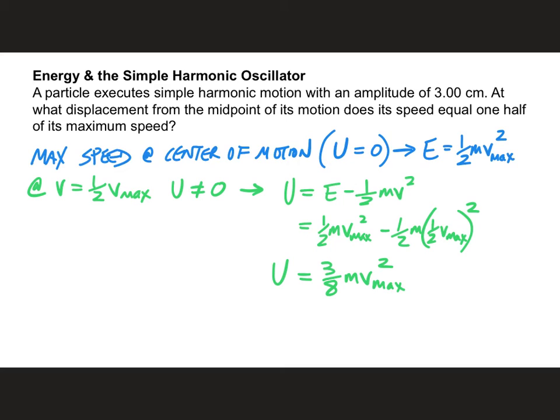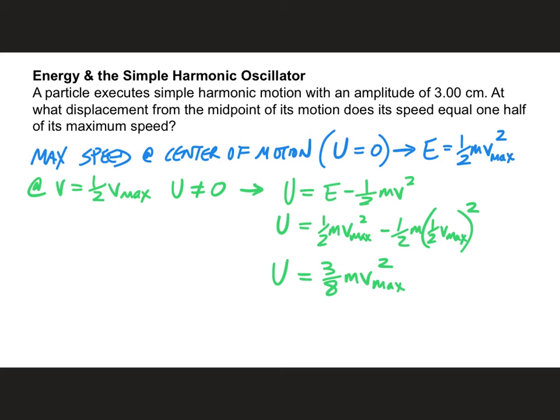Okay, so our potential energy is 3/8 of the maximum, well, we basically have, instead of a 1/2 mv squared for kinetic energy, we have 3/8. Okay, so essentially I guess it's 3/4 of the max kinetic energy. That's what this 3/8 would be, 3/4 of the max kinetic energy.